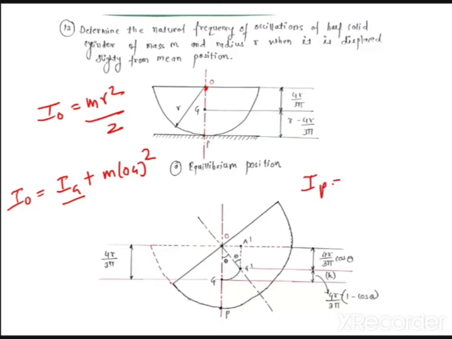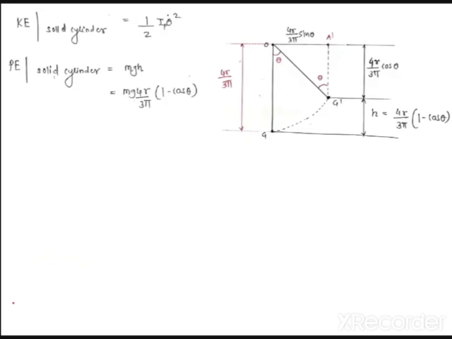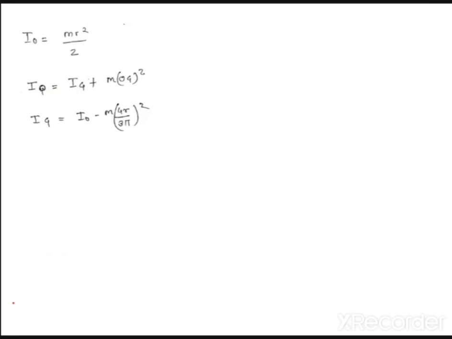Ip is equal to Ig plus M into GP squared, right? GP squared means the distance from this to this. Means you have to first of all find out Ig. You know Io is nothing but mr² by 2 if you consider it as a circle. Then you have to find out the Ig. If you find out Ig, you will get Ip. So you have to apply the parallel axis theorem. I leave it to your side, so you can do the homework and solve this. It is very easy, not so difficult.